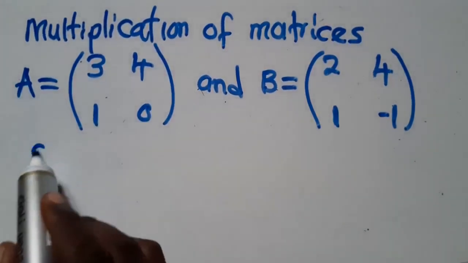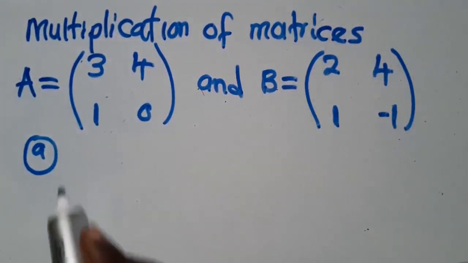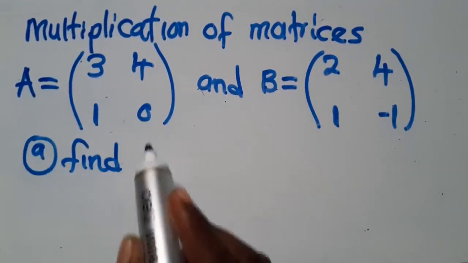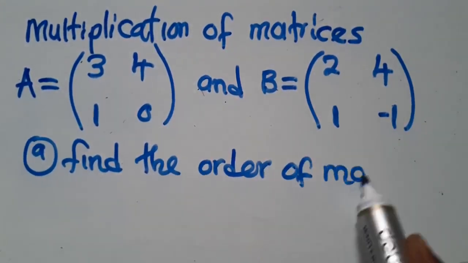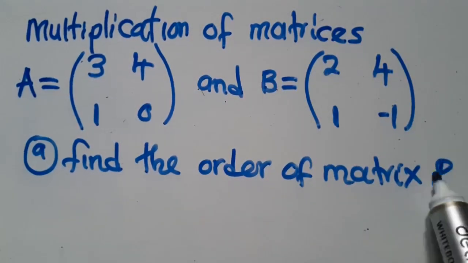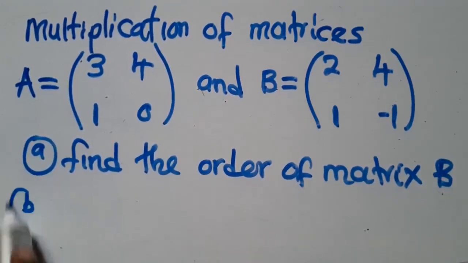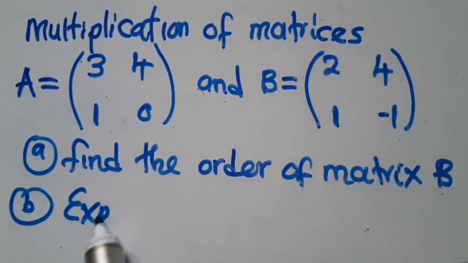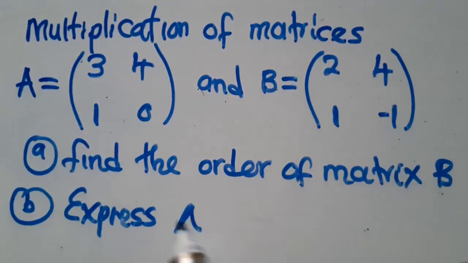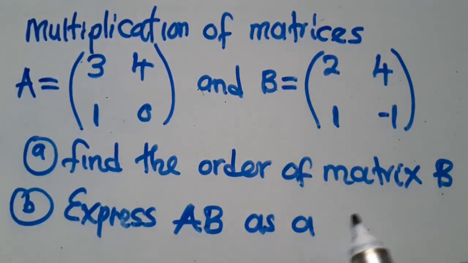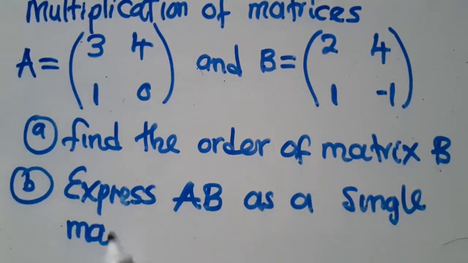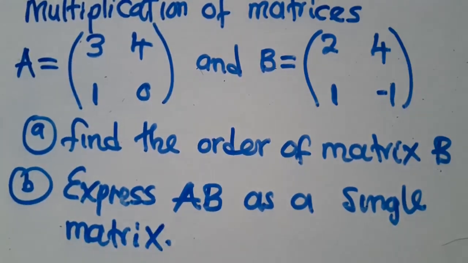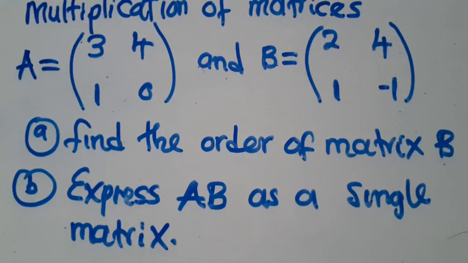The first question, question A, you are told to find the order of matrix B. Then question B, you are told to express AB as a single matrix. This is the question. This is our example 1. So let's focus on this example.